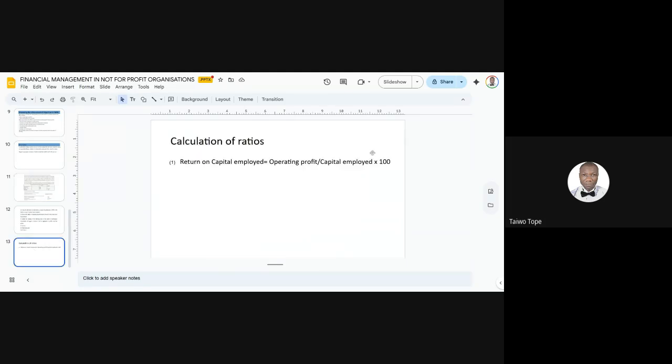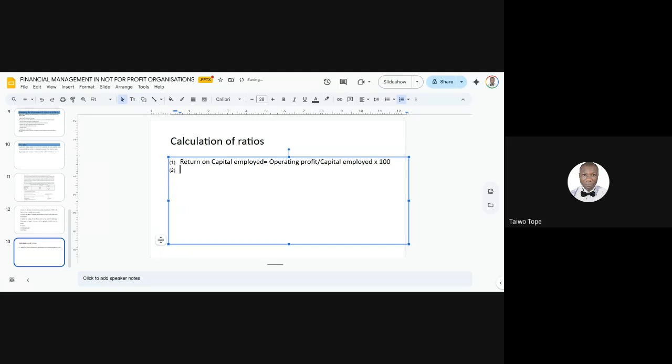Now to do this, we're going to use the whole value. It will be 20,000 divided by 2,210,000, multiplied by 100. So the result is what? You can use your calculator. 0.90. That is 0.9%. That is for return on capital employed.